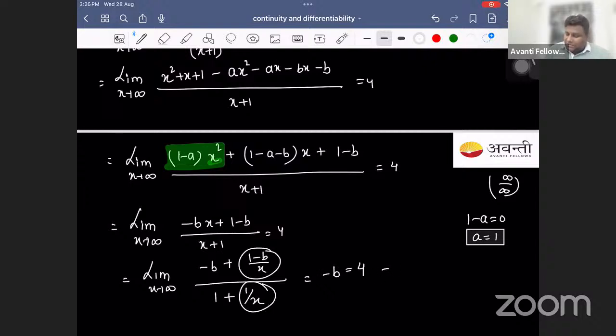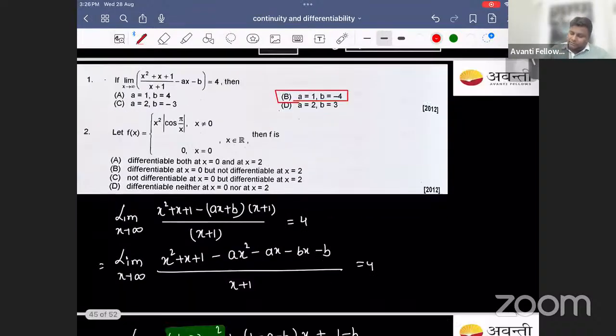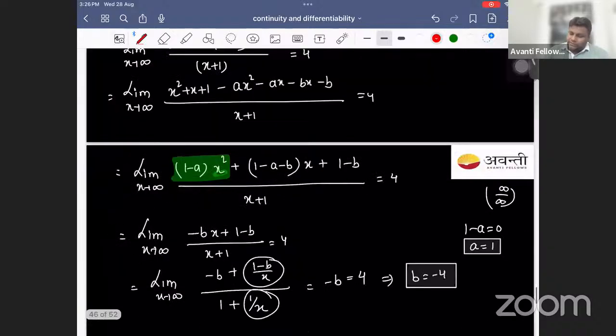So, implies b is what? Minus 4. So your a is 1 and your b is minus 4. A is 1, b is minus 4. This is the correct answer. See once and absorb it. Very good question.